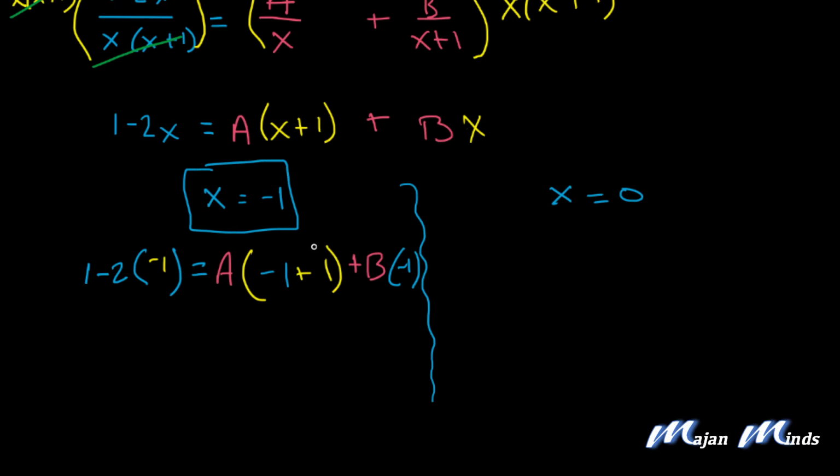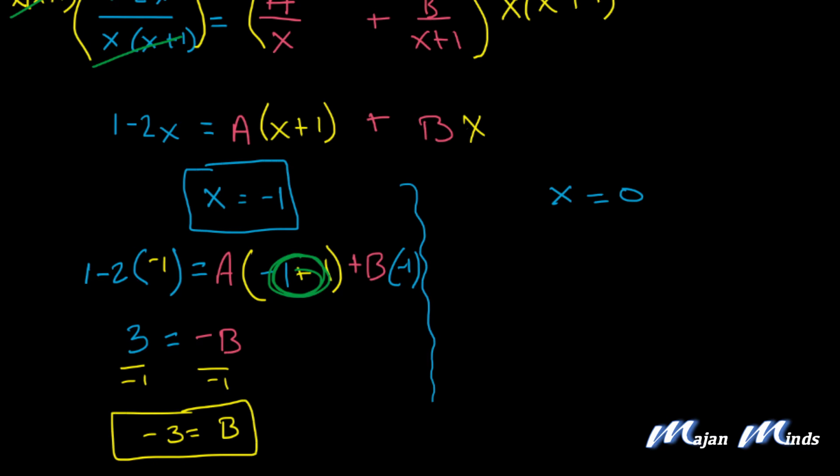So let's just see what happens when I do this -1 piece. I'm going to have 1 minus 2 times -1, which is going to be 1 plus 2, which is going to be 3, equals, this is all going to be 0 right there. This is 0. And it's 0 times a, which is 0. And then all I have here is minus b. So I can solve this by dividing by -1, dividing by -1. And this tells me that b equals -3.